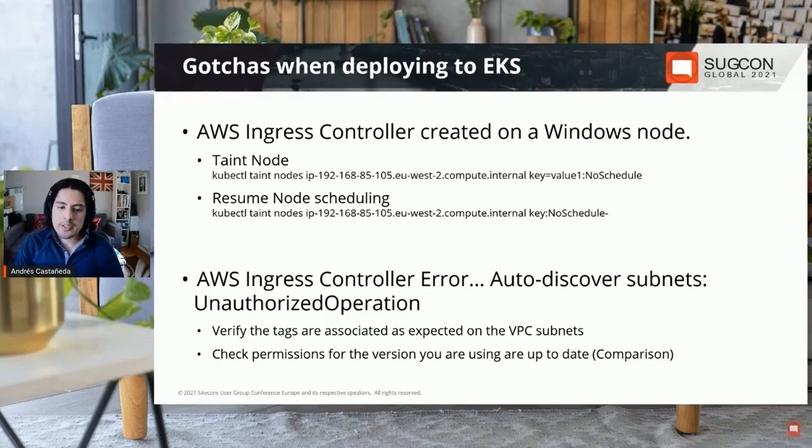And the last issue I faced was the auto-discover subnets unauthorized operation. The way that EKS cluster resources are linked between them, or help to apply specific actions on the configuration, is by having tags associated to the resources in AWS. So the first thing you need to do is check that you have the tags in those resources, in this case, the VPC subnets. Once you check that, if they are there, then the second thing is to check permissions, the IAM policies, to see that everything is fine.